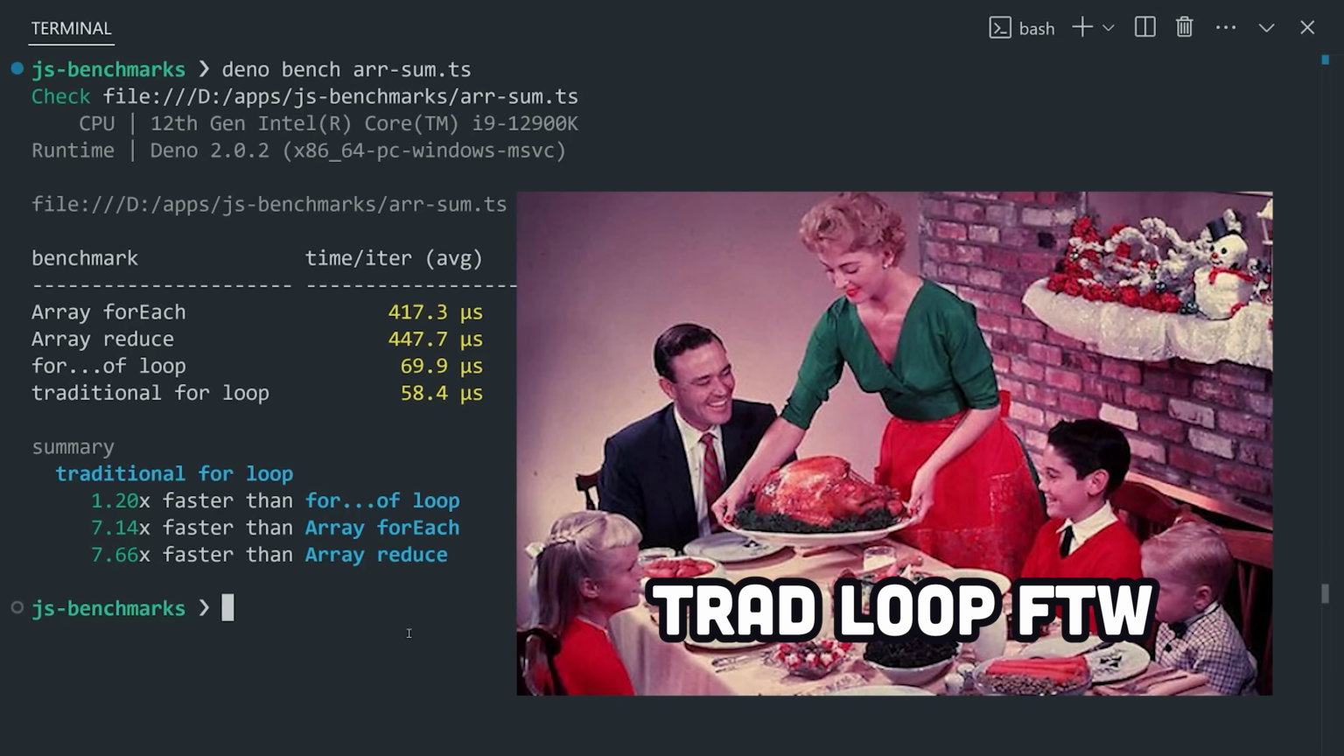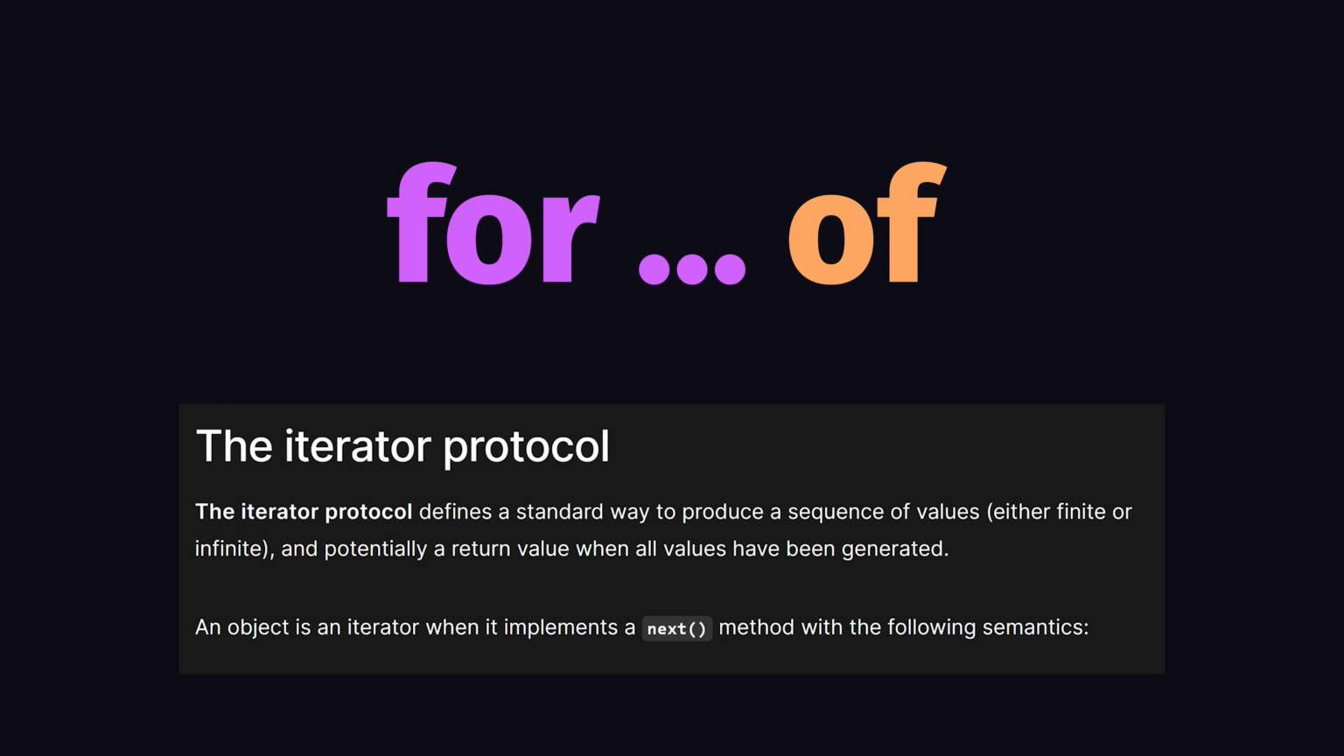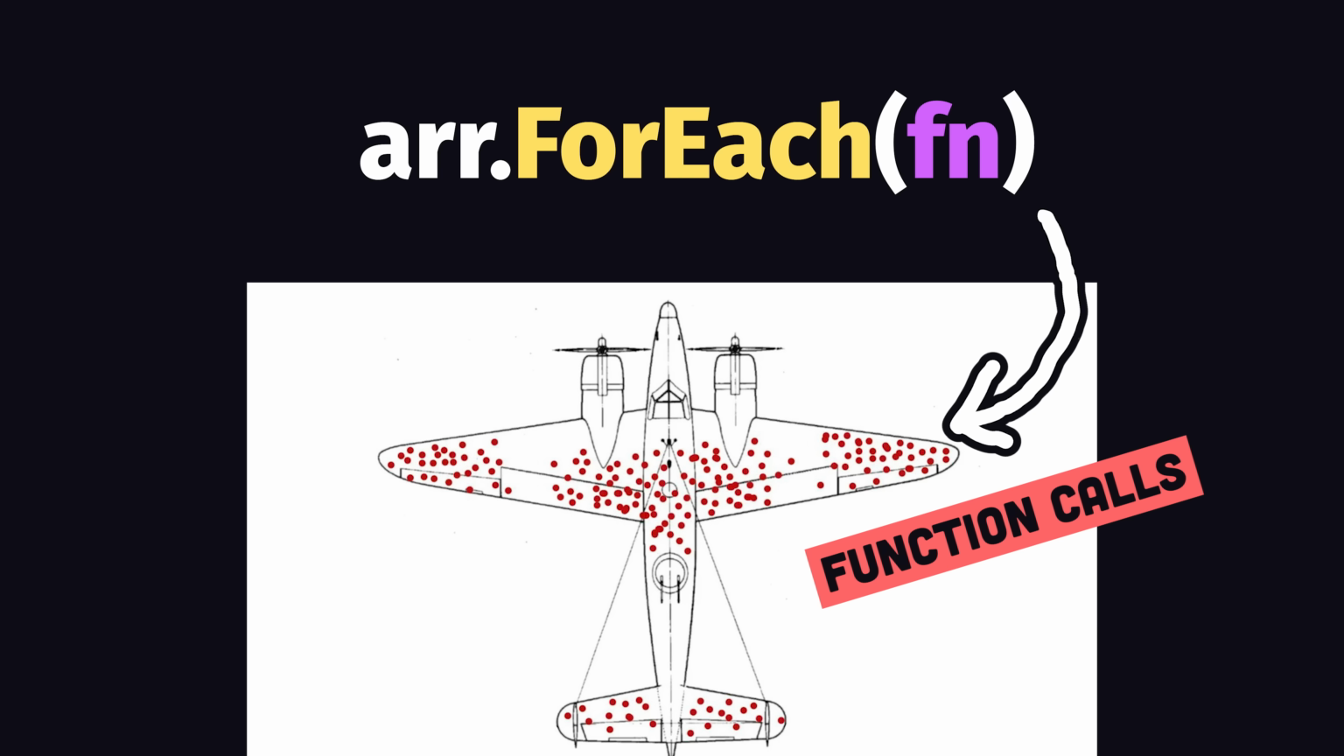And surprisingly, the traditional for loop is significantly faster than the others. And you might be wondering, why is that? Well, the main reason is that it doesn't have abstraction or function call overhead. Like the for of loop uses the iterator protocol to achieve that syntactic sugar, and array forEach and reduce require a function call after each iteration that a traditional for loop doesn't have.